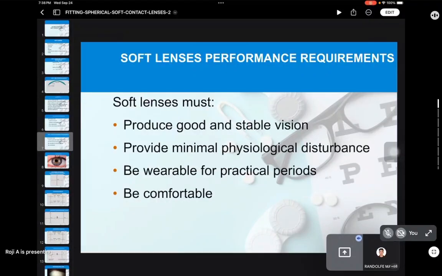Now, soft lens performance requirements: we have produced good and stable vision. Of course, what's the point of rectifying errors of refraction if it doesn't help you in having good and stable vision? So it should produce good and stable vision. It also provides minimal physiologic disturbance and is wearable for practical periods. And of course, be comfortable. Okay?